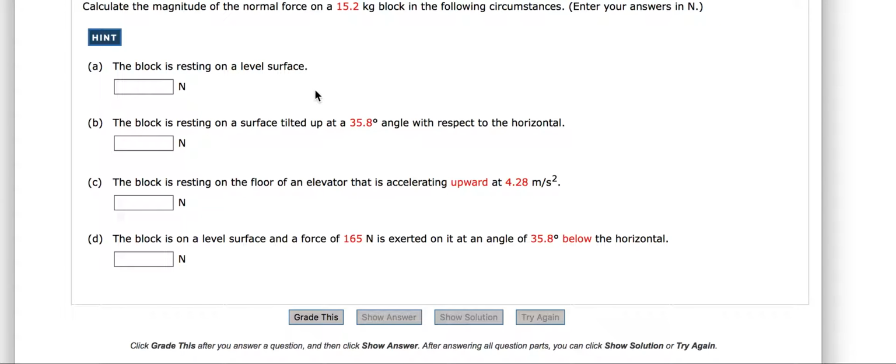Calculate the magnitude of the normal force on a 15.2 kilogram block in the following circumstances. The block is resting on a level surface. So our free body diagram is going to look like this. Normal force going up, pushing back, and the mass times the gravity going down. And since it's resting, there's going to be no acceleration.